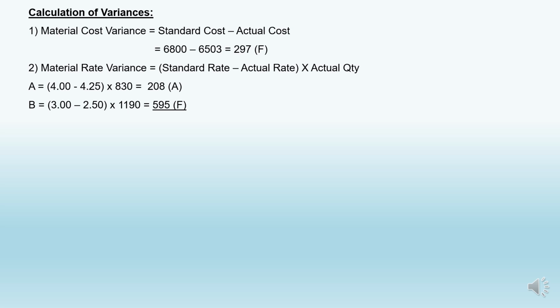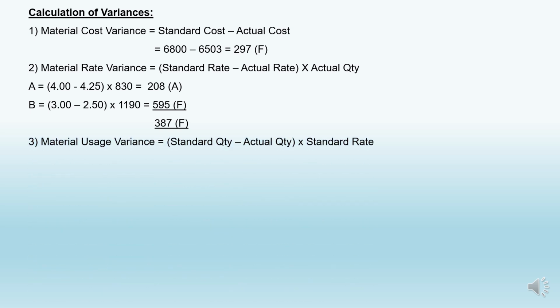One more thing, if you do the calculation, it might be 207.5. In accountancy, generally we don't write in decimals. We round it off to the nearest figure, so it is taken as 208. And since the value is negative, it is adverse. Whereas for B, 3 was expected and spent was only 2.5, so it is 595 favorable. So we have a negative value and a positive value. When we add, the sum total will be 387, and the higher value is positive, so favorable. I hope I am very clear, it is very easy to understand.